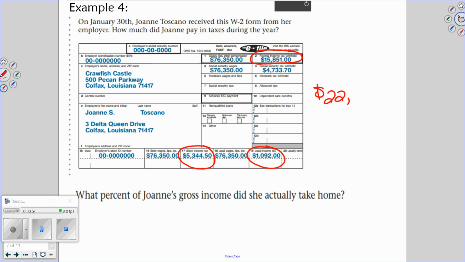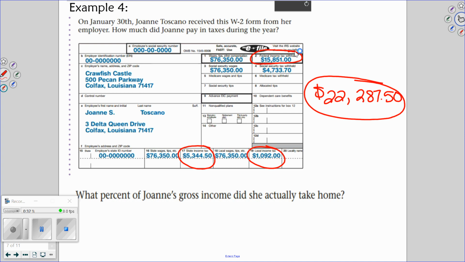Thank you. $22,287.50. No, the board is dumb sometimes. Be careful, Cole. I was answering the top question. Well, right here. How much did she pay in taxes? That's how much.